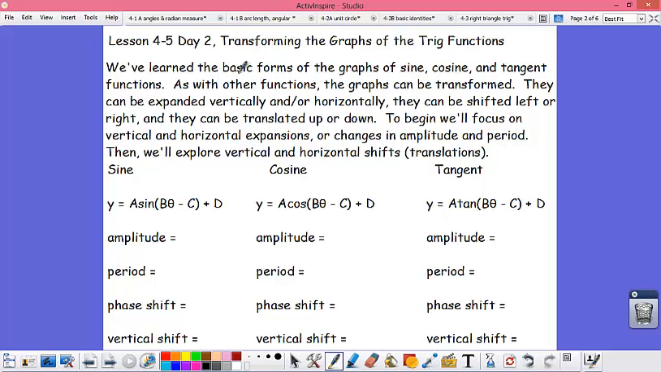Today we're going to be transforming the graphs of the trig functions. So sine, cosine, and tangent, we're going to see how they can be translated, reflected, stretched. What we're going to do is look at the standard form of the rules for these functions and indicate what relationship the letters have with the graph of the function.